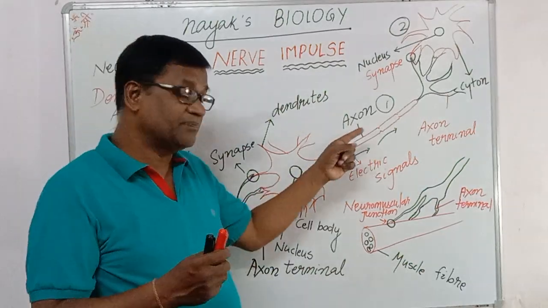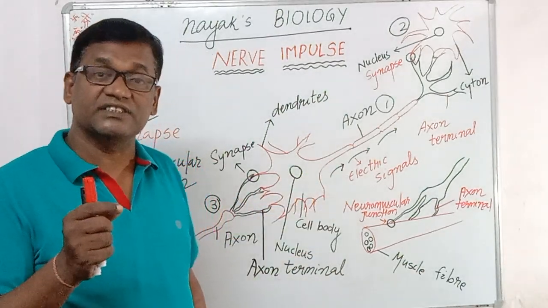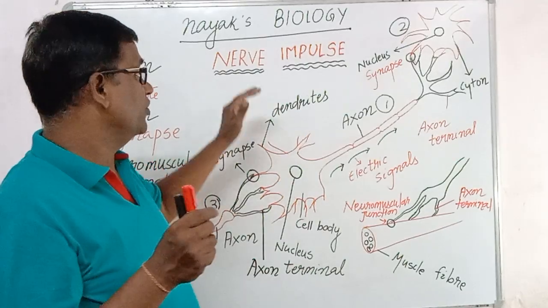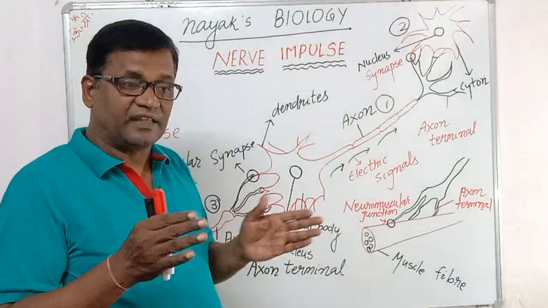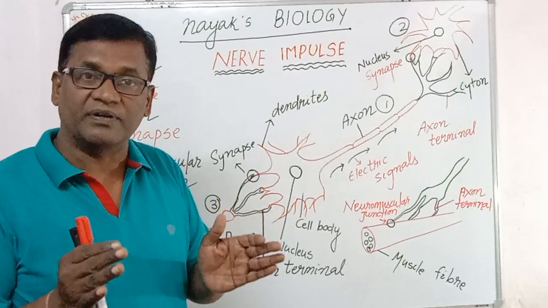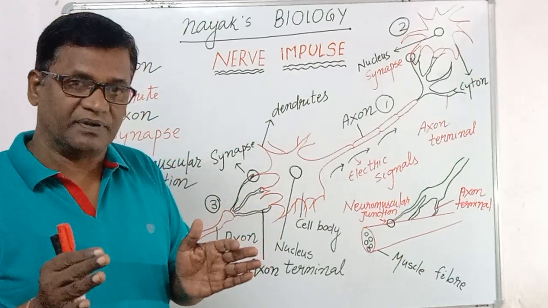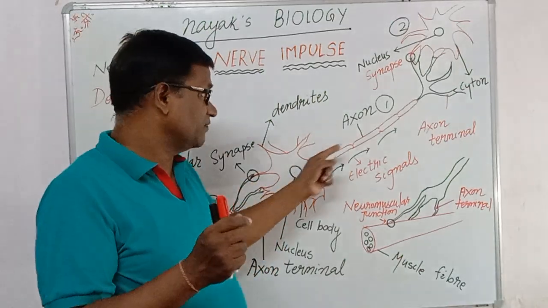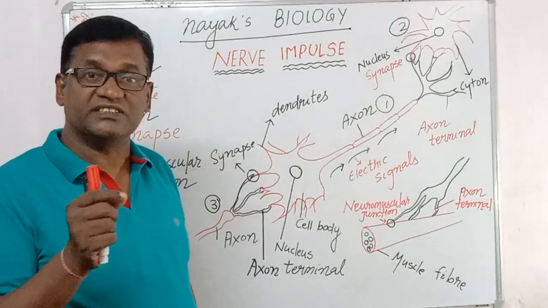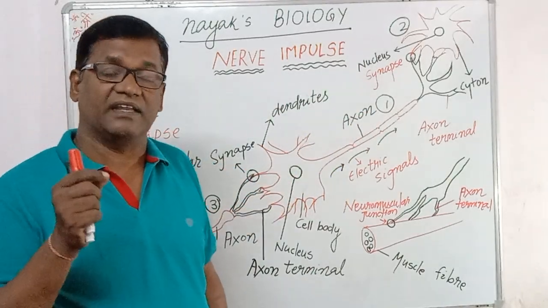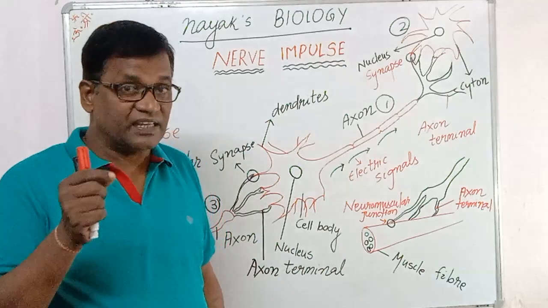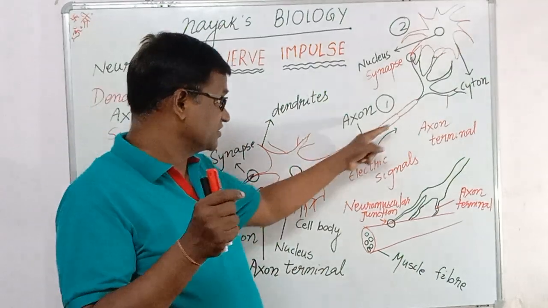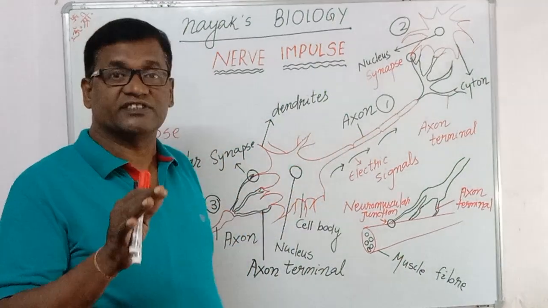Then what is this message, and how is it going? This message is called the nerve impulse. The wave is just like an impulse, that's why it is called the nerve impulse. And it is developed in the nerve cell by electrical and chemical changes. Electrical and chemical change inside this neuron develops an impulse.